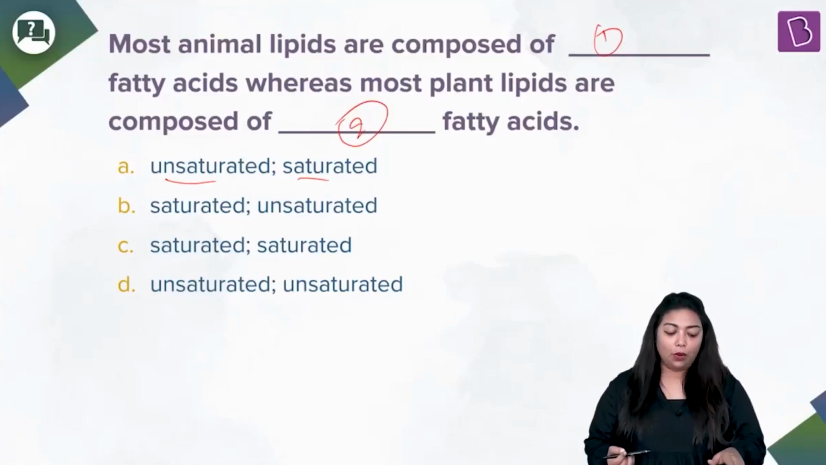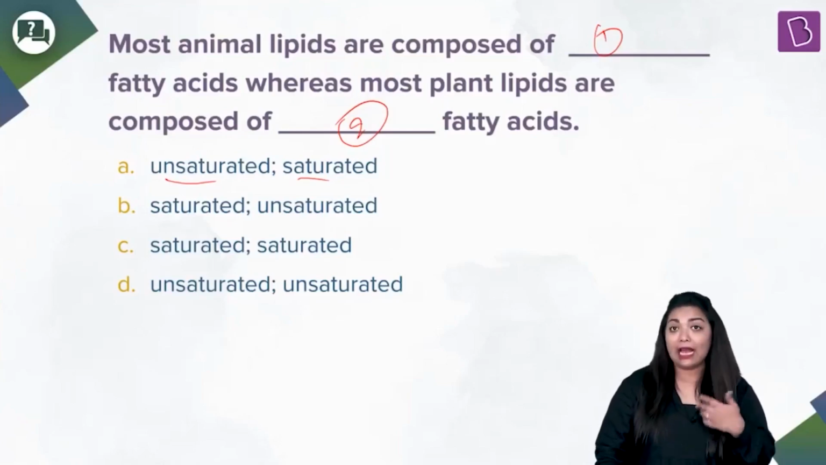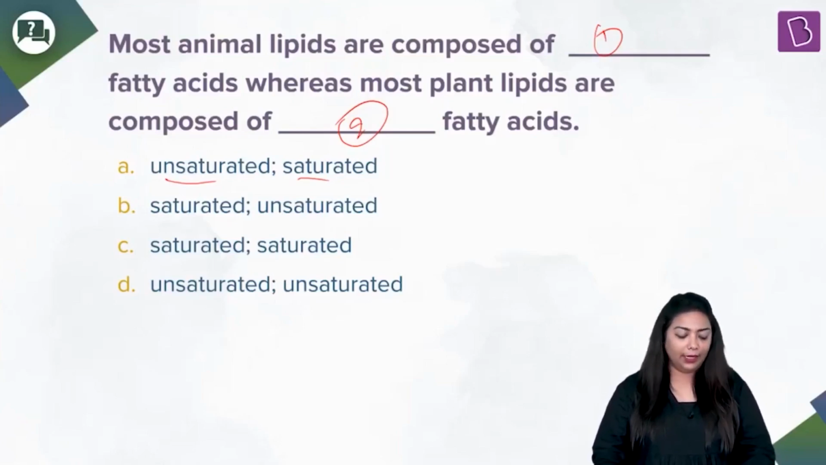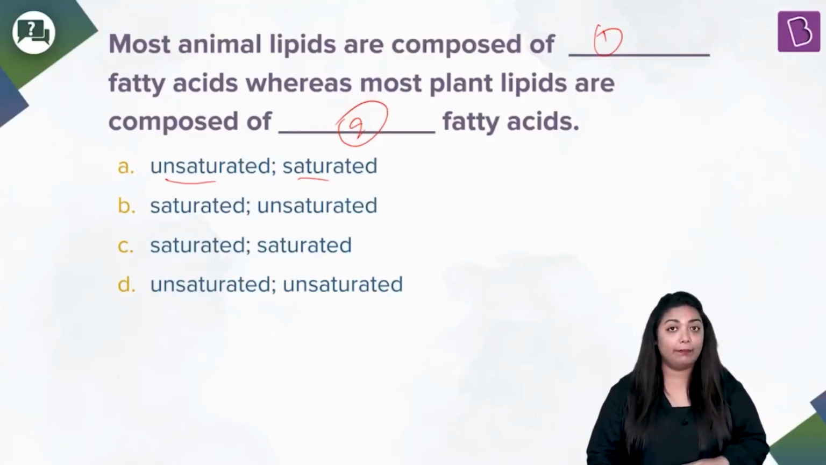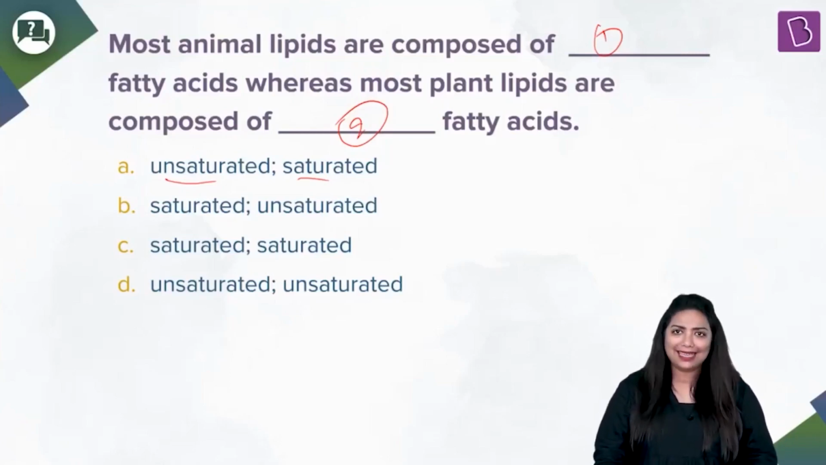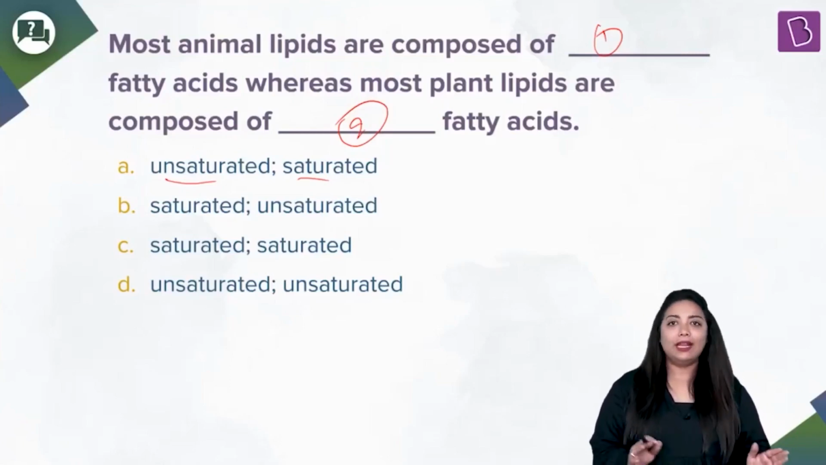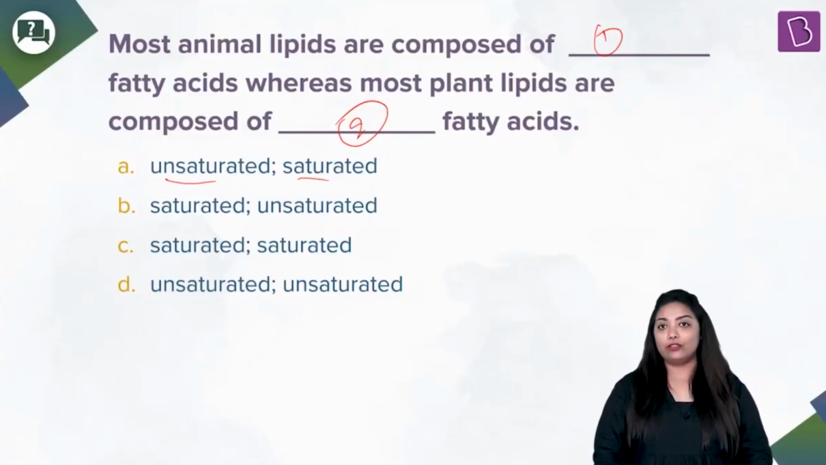Okay. So as per option A, are animal lipids unsaturated and plant lipids saturated? Okay. B, it's the other way. B, is it animal lipids are composed of saturated and plant lipids are composed of unsaturated? C, both are saturated, animal as well as plant lipids. Or D, both are unsaturated.